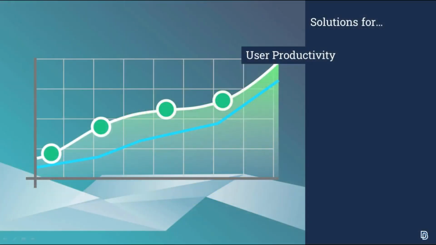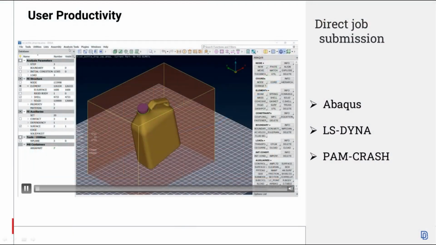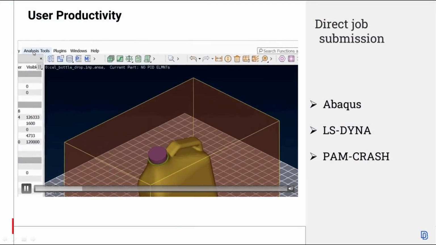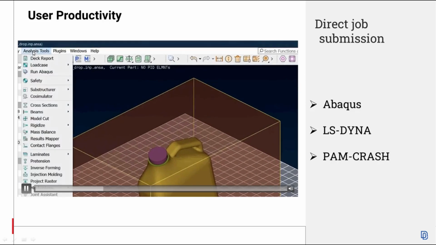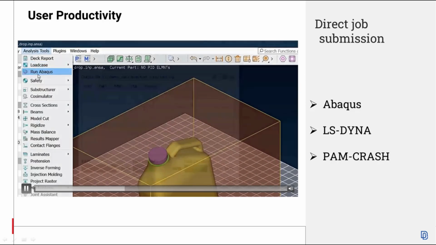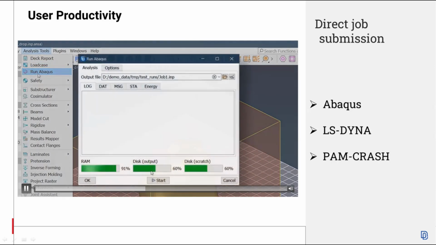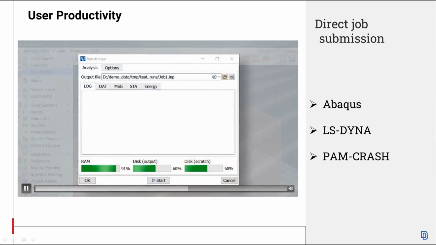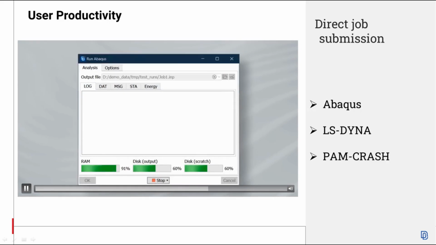In the field of user productivity, direct job submission is now available through the analysis tools Run Command for Abaqus, LS-DYNA, and PAM-CRASH. Monitoring of the job execution as well as error handling is also available while the solution is still in progress.